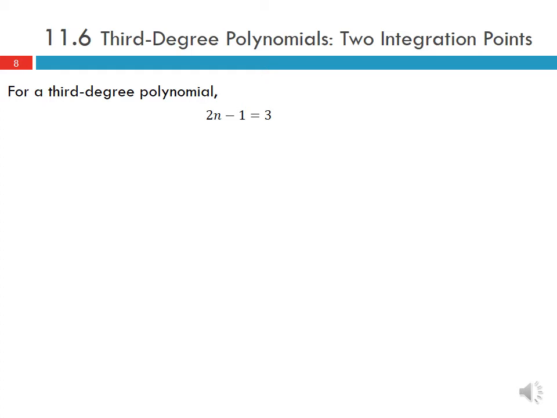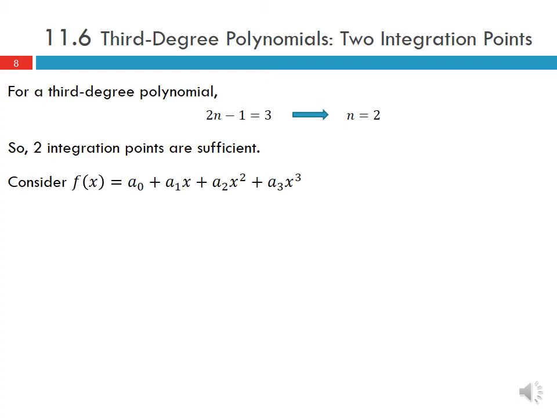For a third degree polynomial, here 2n-1 is equal to 3, so this means n is equal to 2. So 2 integration points are sufficient to exactly calculate the integral of a third degree polynomial. So if we consider a function defined here as a third degree polynomial, we want to find this integral from -1 to 1 of our function, and we can integrate this, which is 2a0 plus 2a2 over 3.